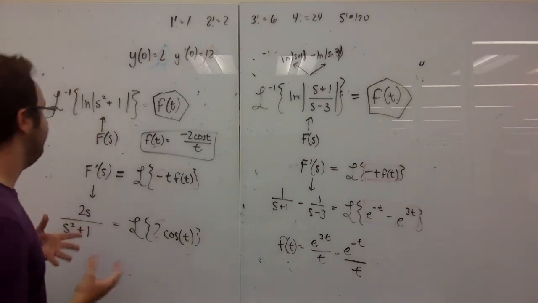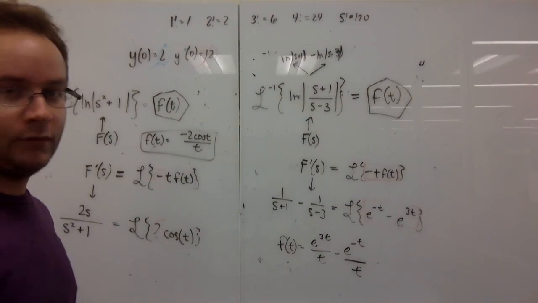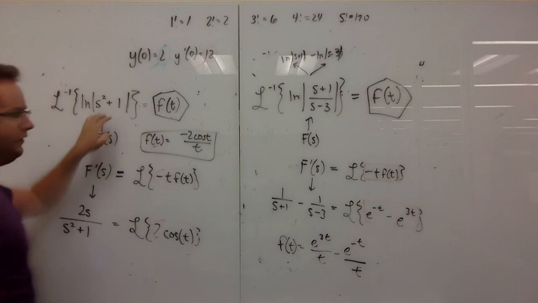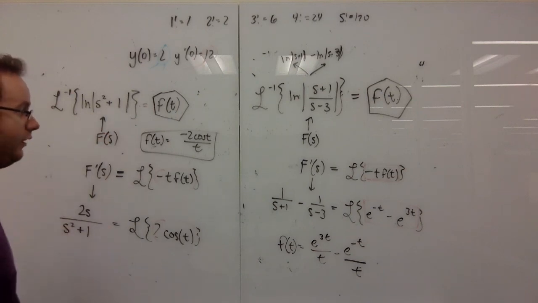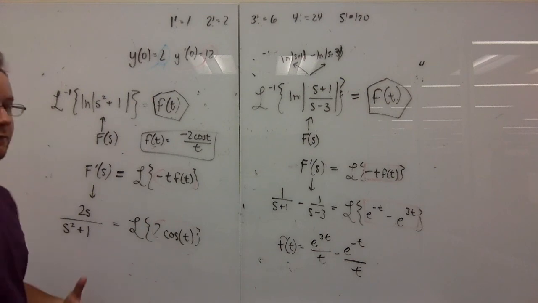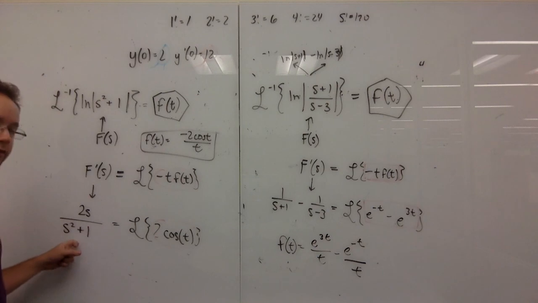If you ever are asked the Laplace inverse of something strange, something wacky like this, and nothing that you know from your table of Laplace transforms, you go ahead and call that f of s. Then you examine its derivative because maybe that's going to be useful to you. So we said the derivative of ln of s squared plus 1 is 2s over s squared plus 1.